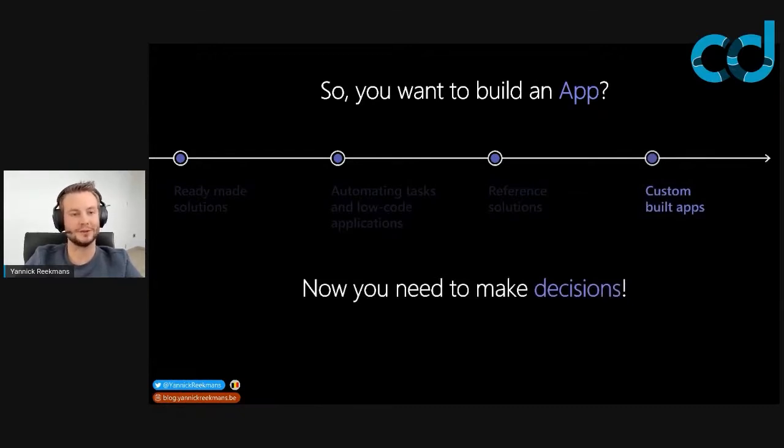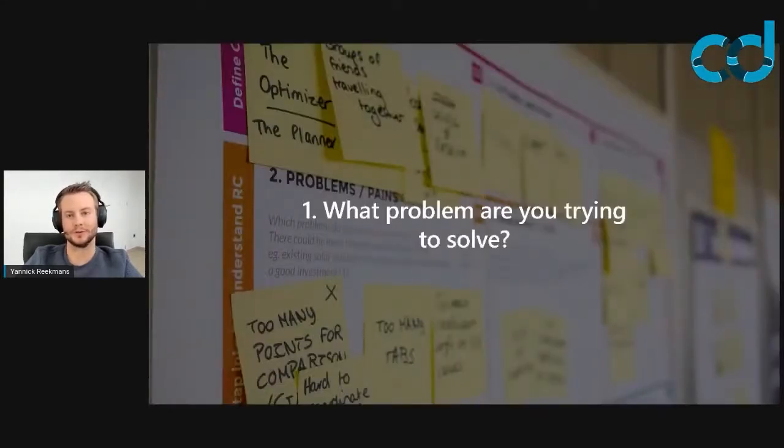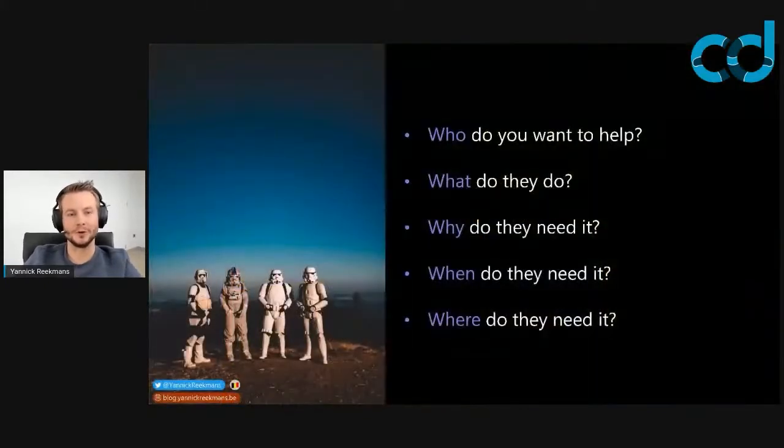But before that, you need to make decisions. So let's see which decisions are most important before you start your development process. First of all, make sure that you know what problem you're trying to solve. So do you know who you want to help with this application? Every application you build has a goal. So it has an opportunity to reach out and make the life of people better, but do you really know who you want to help? And do you understand what they do and why they need your application? And do you also understand when they need it? So at which point of the day, at a specific place or a specific time. So understand your audience before you start developing this application.